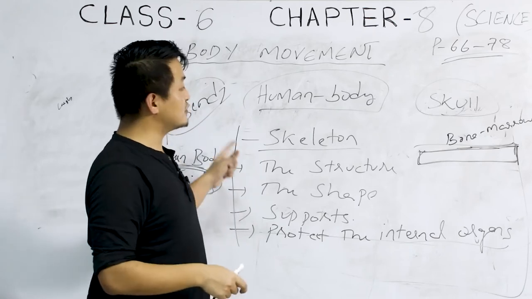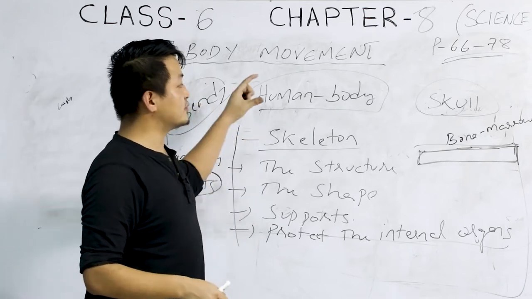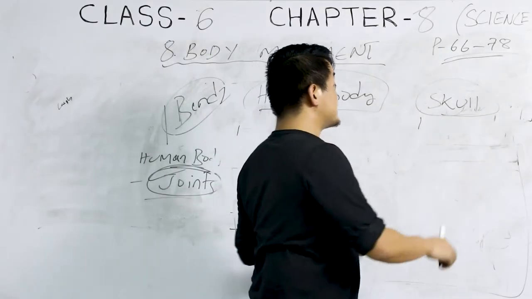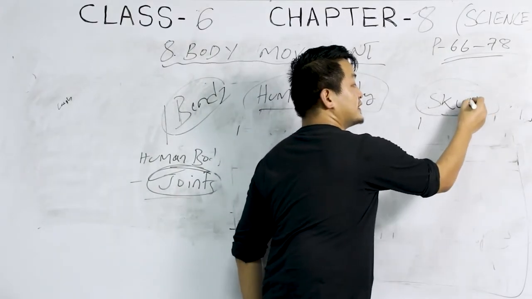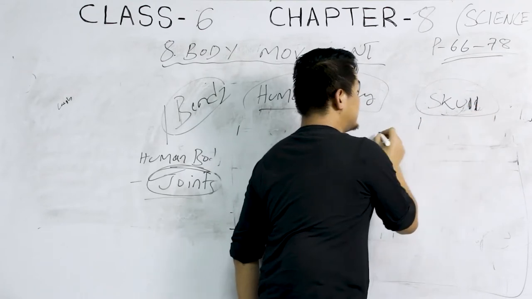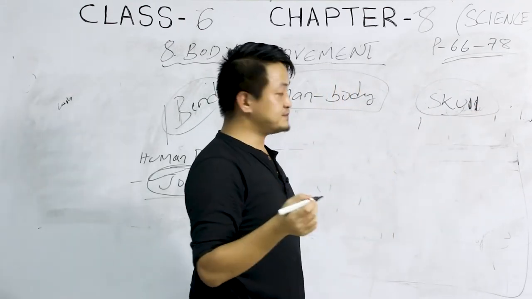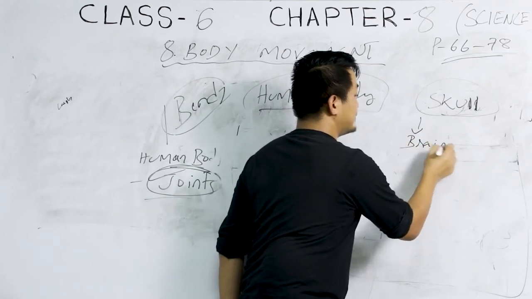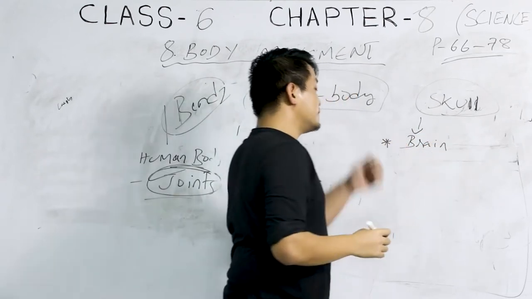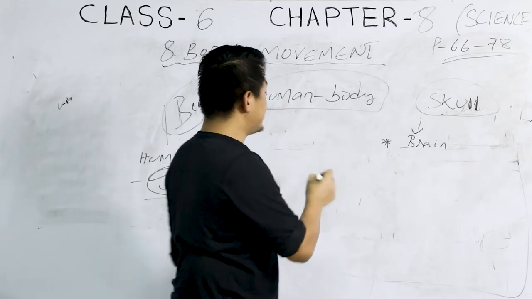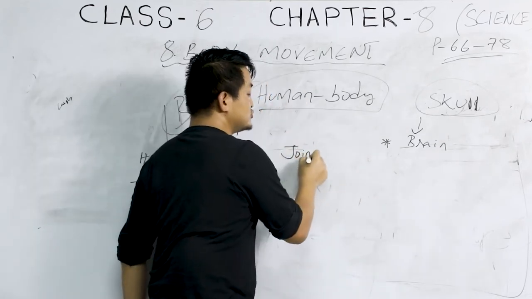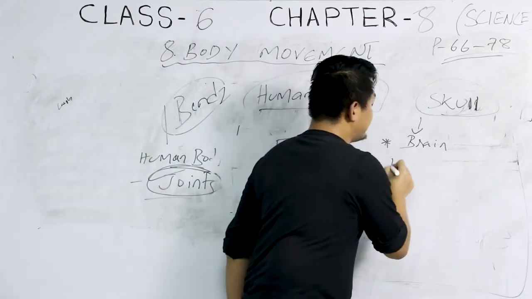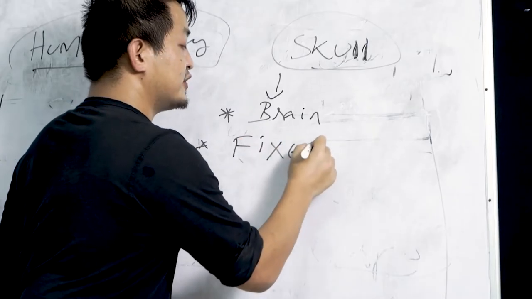Clear? So we'll start from the skull. My dear students, this skull bone is very important. Like I said, it encloses the brain. Now, I have discussed the joint, right? Now, please keep this in mind: fixed joint. Fixed joint.